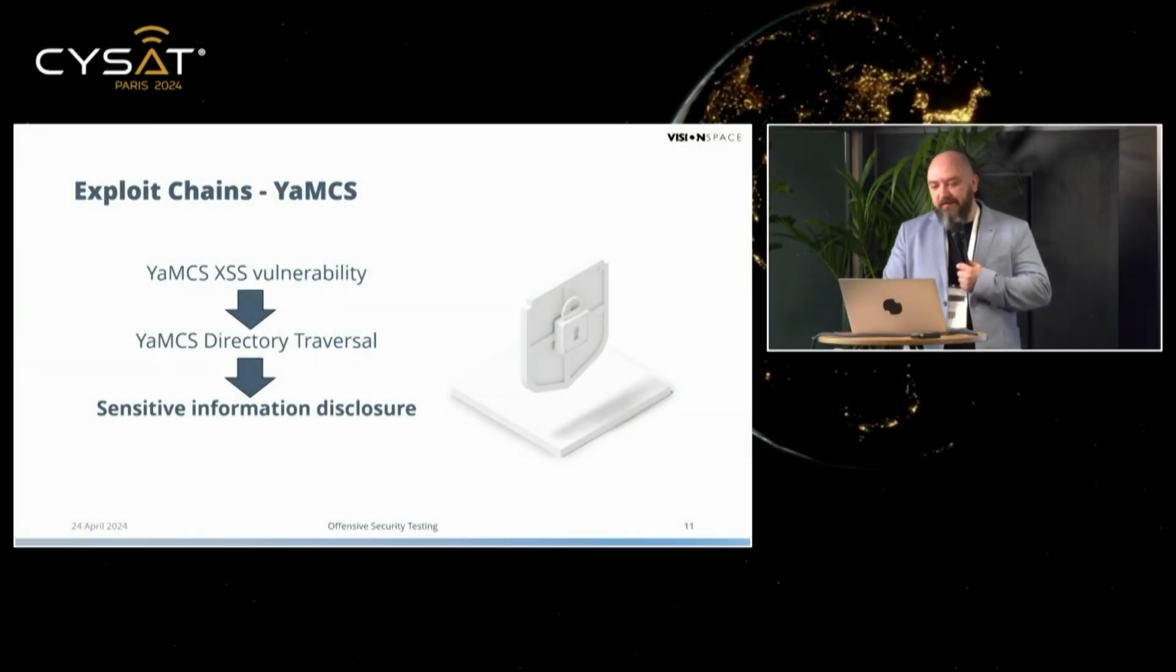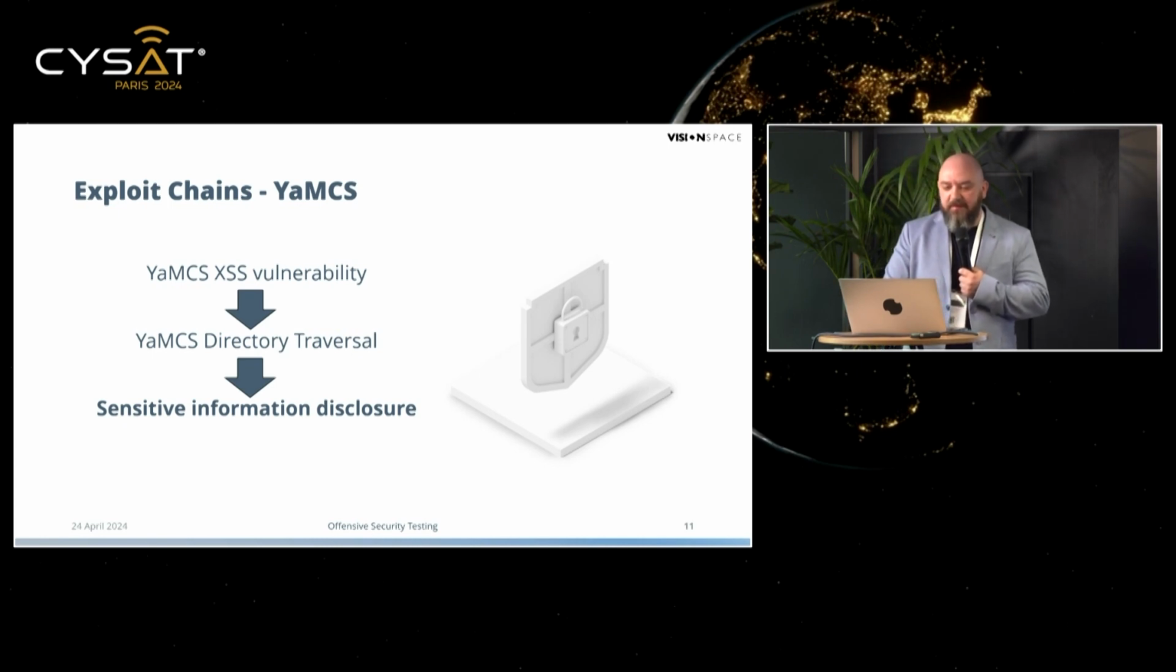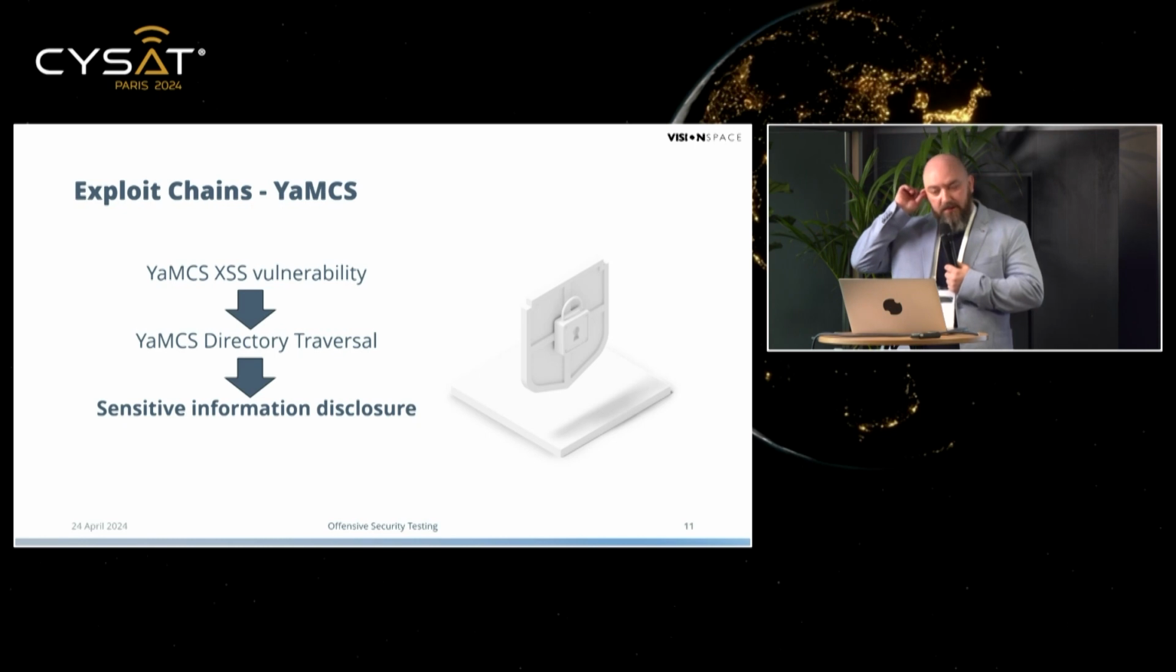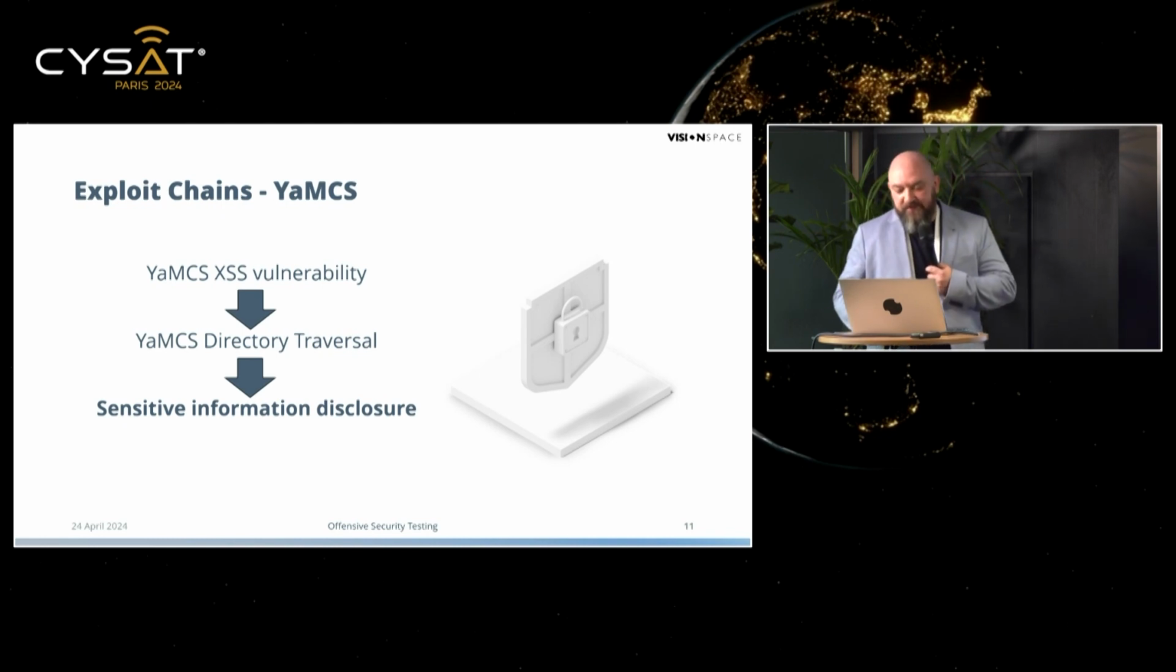So for instance, a simple XSS in combination with directory traversal can render a sensitive information disclosure, like in the case of MCS. And in that case, we were able to retrieve any arbitrary file on the system, which also led us to discover the configuration files with user credentials, which were unfortunately stored in plaintext, which then, of course, we can use to log into the system as normal users, as valid users.